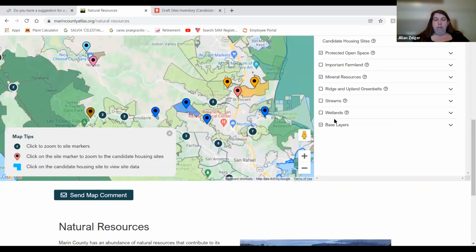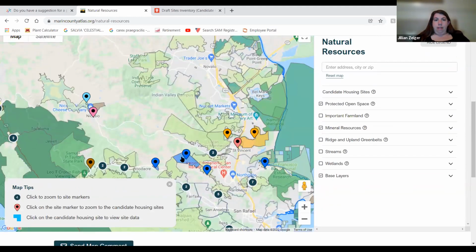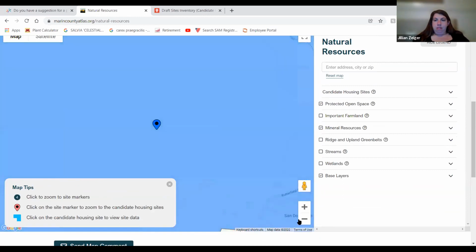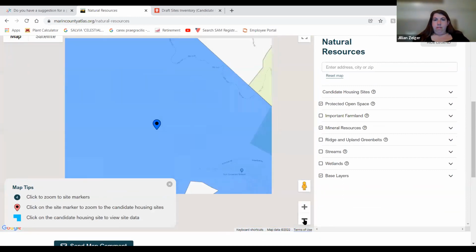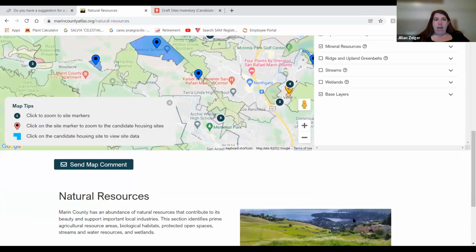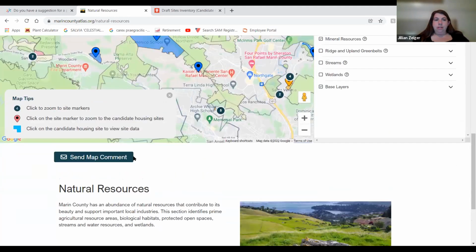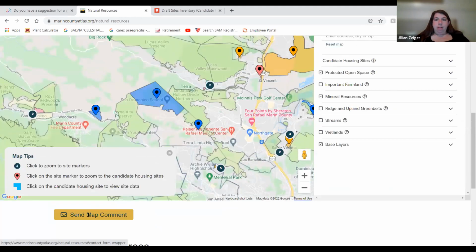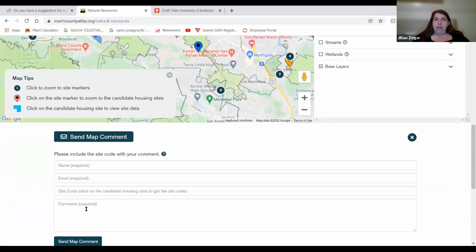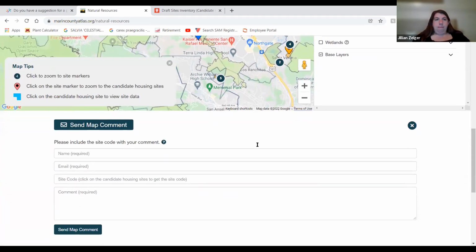And then you can also click on the housing site. You can also see that there are descriptions of all these layers. And if you click send map comment, you can send a comment about the sites, and we receive those as well. So there are lots of different ways for us to do this. I'm going to stop sharing and we can go back to the remainder of the presentation.